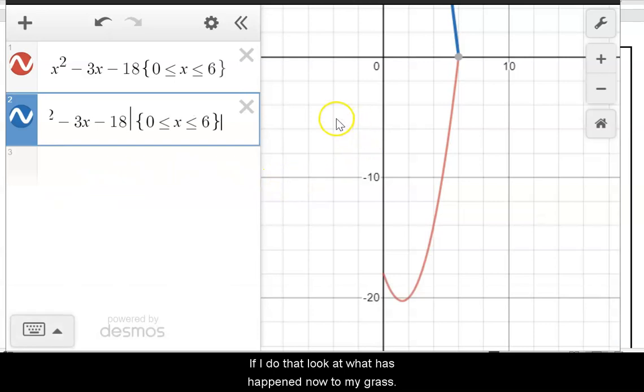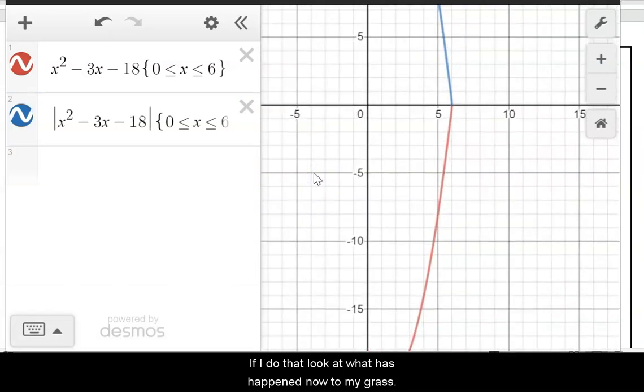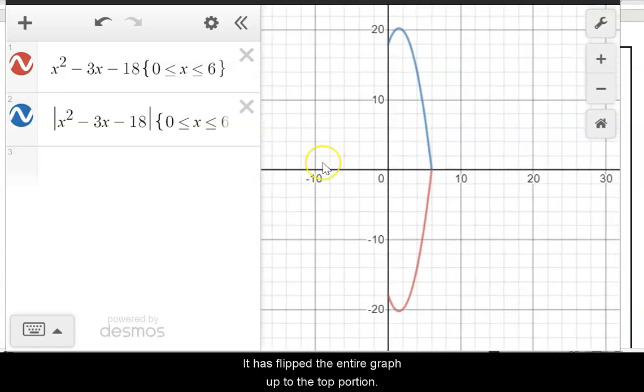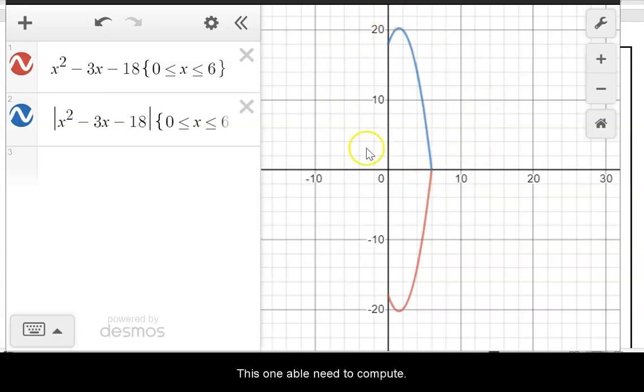If I do that, look at what has happened now to my graph. It has flipped the entire graph up to the top portion. You'll notice that in this particular problem, 100% of the velocity graph was below the axis. And when I take the absolute value, 100% will now be above. This will enable me to compute the difference. Now let's take a look back at what we had originally on our equation.